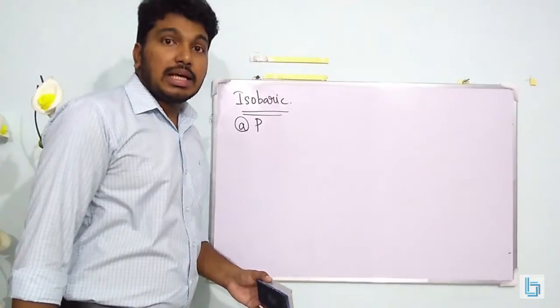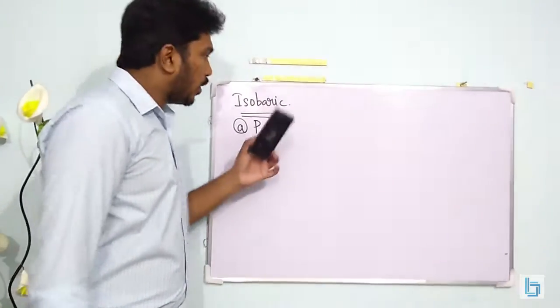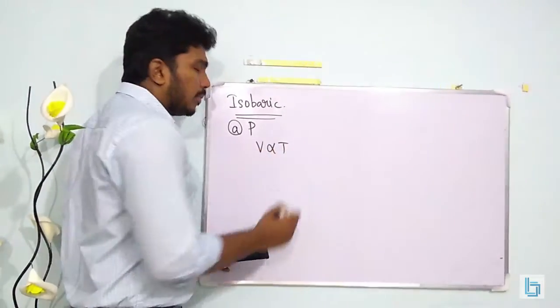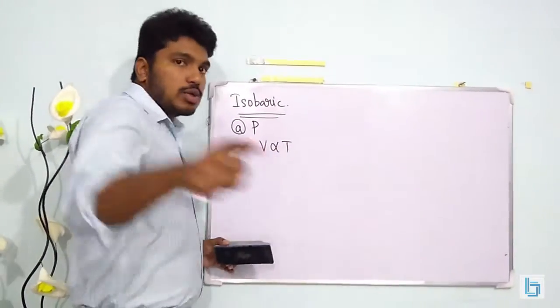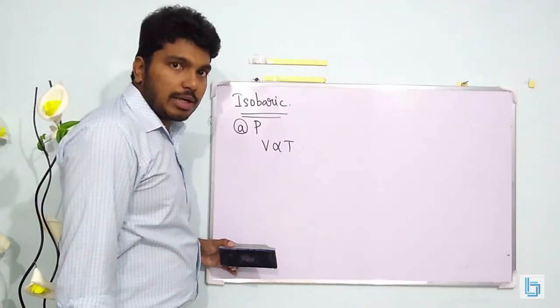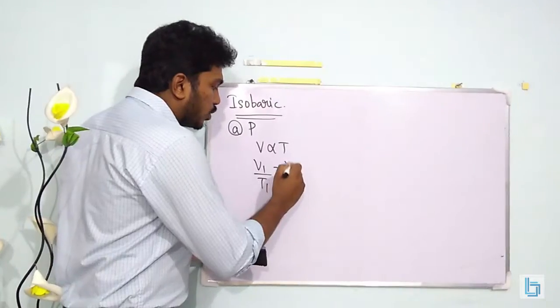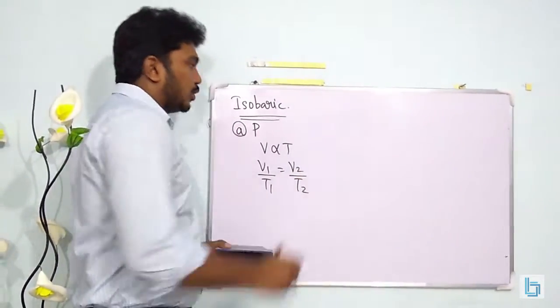So the pressure is remaining a constant. How do you write the state equation here? Pressure is a constant. We can write V is proportional to T, one of the gas laws we learned in the kinetic theory, right? So V is proportional to T, or we can write V1 by T1 is equal to V2 by T2.